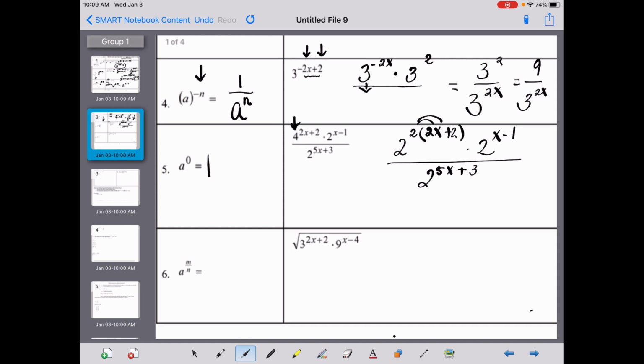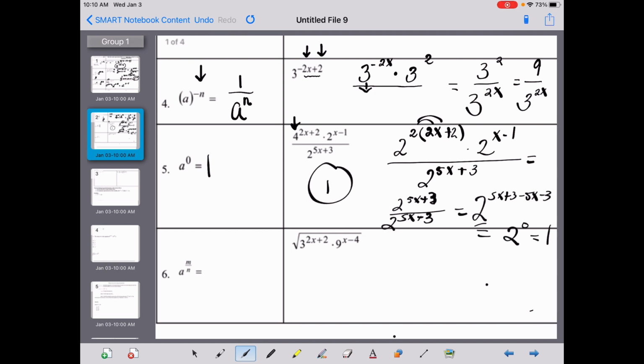I'm going to pause the video and get straight to the answer. That way you can just start checking now. So your answer should have been 1. You should have ended up with the same exponent on top and bottom. And when you subtracted them, you got 0. And 2 to the 0 is 1.